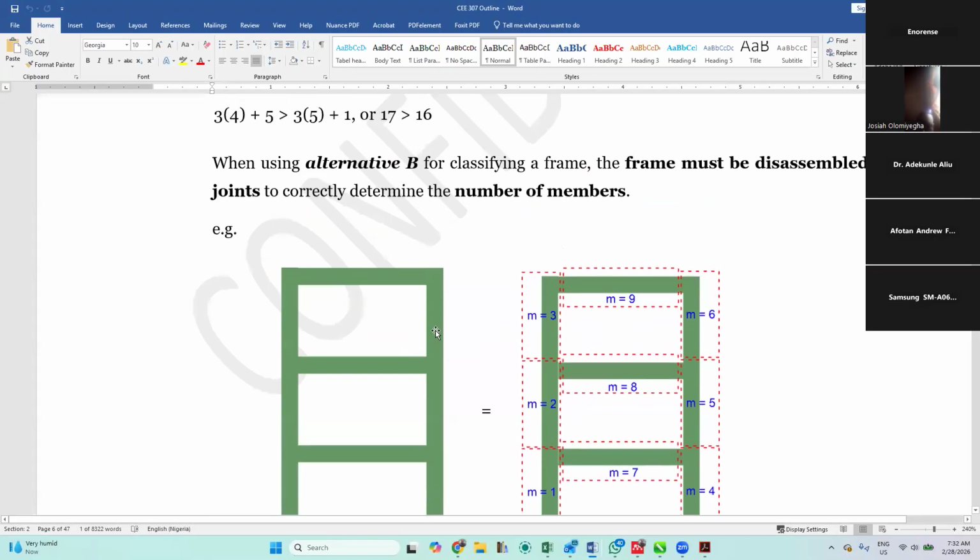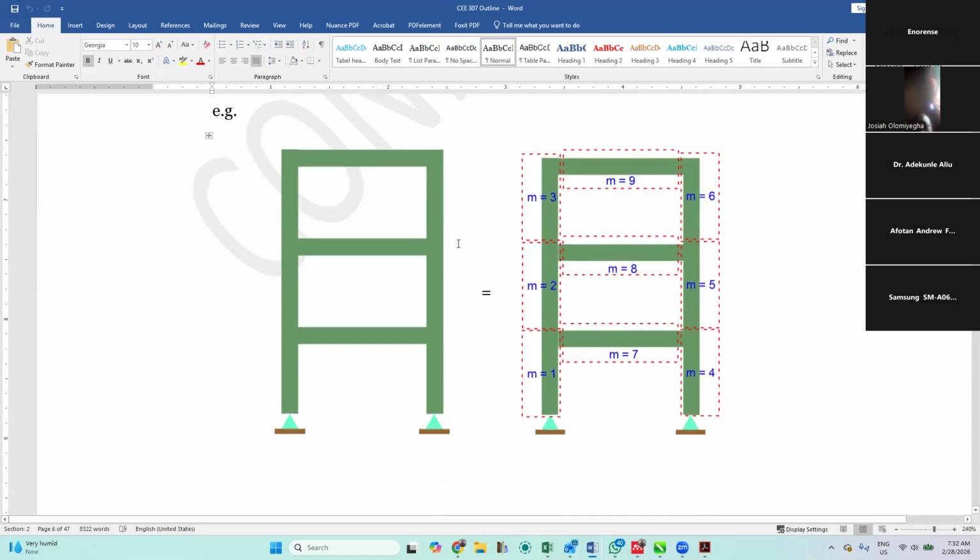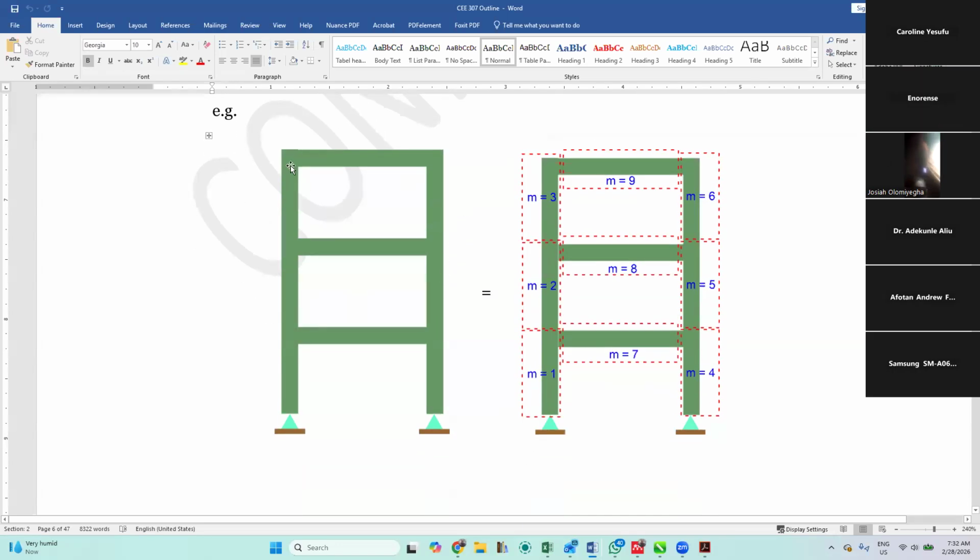It says, when using alternative B for classifying a frame, this is an example of a frame. The frame must be disassembled at its joint to correctly determine the number of members. Now, if you see this one, we have joint here, joint here, joint here, joint here, joint here, joint here. If we disassemble it, we are going to have this side as 1, this one as 2, this one as 3, this one as 4, this one as 5, this one as 6, this one as 7, this one as 8, and this one as 9. That's the number of members.